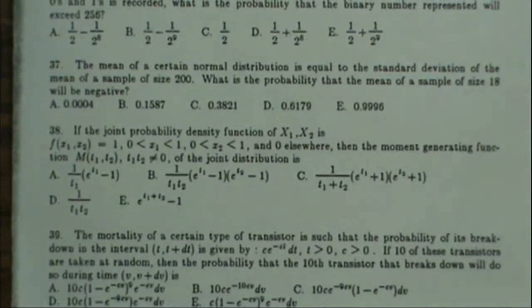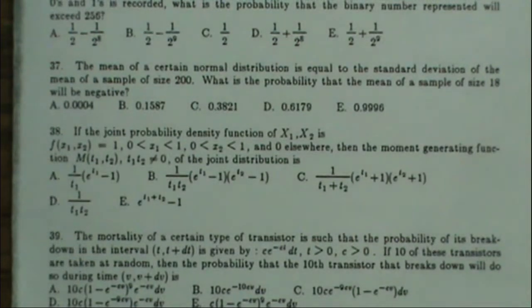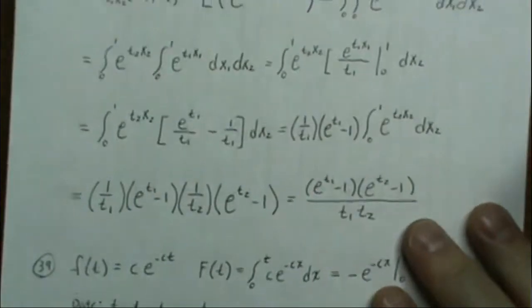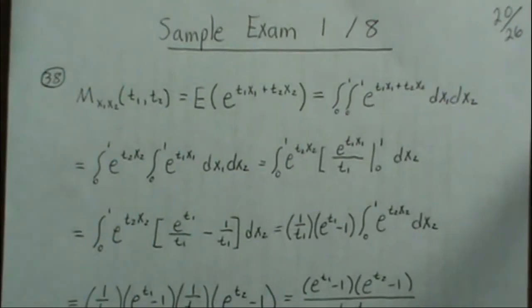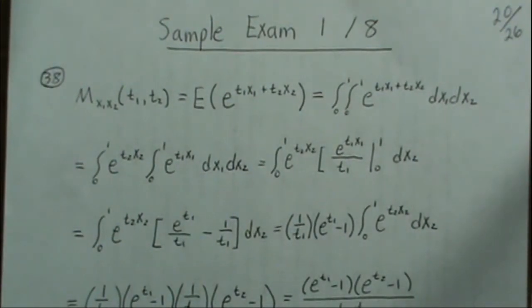Problem 38. If the joint probability density function of x1, x2 is 1, then the moment generating function of the joint distribution is... so problem 38. We need to find the moment generating function of x1 and x2.